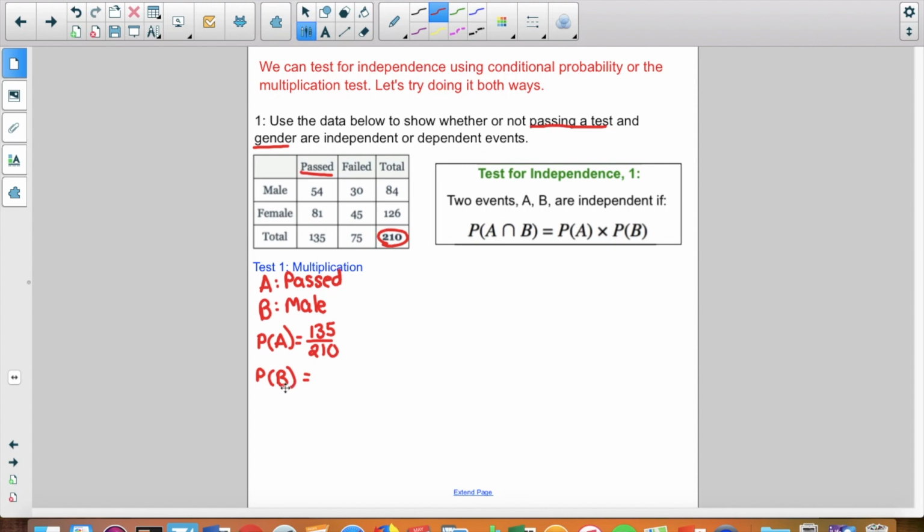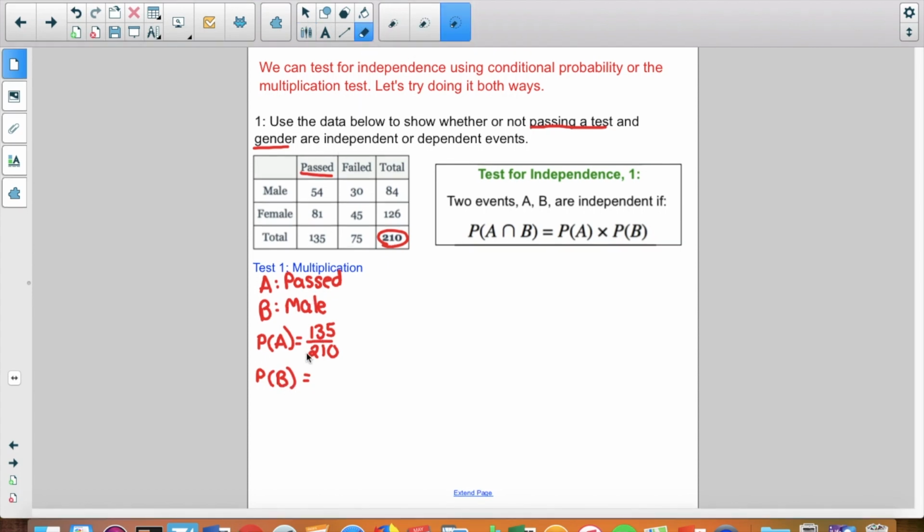Now let's look at the probability of B, which is the probability of male. Why don't I use a different color for this so I can color code? So the probability of B, the probability of the male. Here we look at male. The total number of males is 84 out of the total number of people, which is 210. Okay, so that was the first part: find the probability of A, find the probability of B.